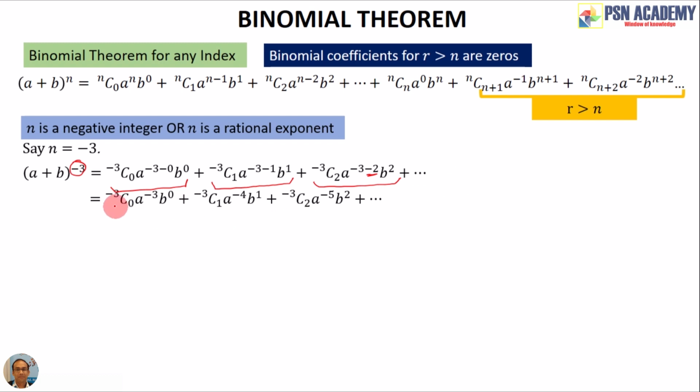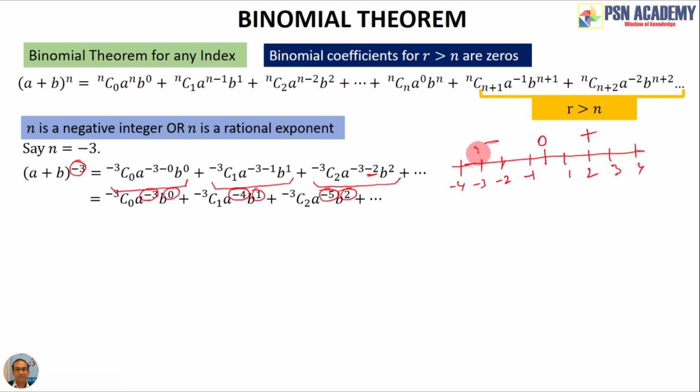Now you simplify, then (-3)C0, a raised to minus 3, b raised to 0, then a raised to minus 4, a raised to minus 5, and b 1, then b 2. Now you notice here one thing. You are supposed to move a towards 0 and b towards n. But what is happening here? If I go like this, this one is the positive side, this one is the negative side, this one is 0, 1, 2, 3, 4 like this. This is minus 1, minus 2, minus 3, and minus 4.